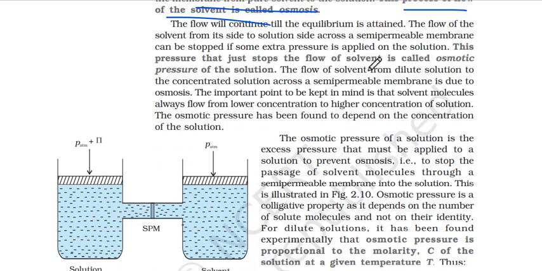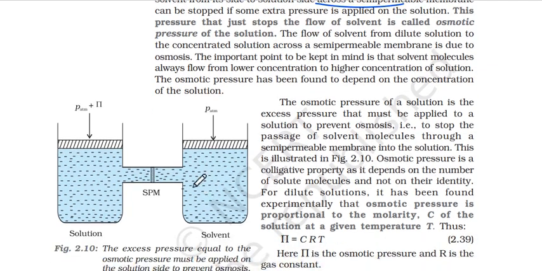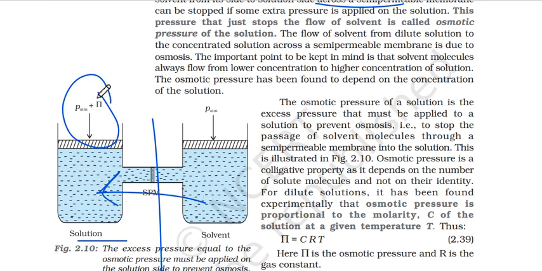The flow of the solvent from its side to solution side across a semi-permeable membrane can be stopped if some extra pressure is applied on the solution. Here they've shown it beautifully. We have a semi-permeable membrane, and here we had our solution. Solvent molecules will tend to be, you know, escaping into this part because here we have solute also. The pressure that is to be applied so that we do not let the solvent come in, that is called osmotic pressure. See, this is illustrated.